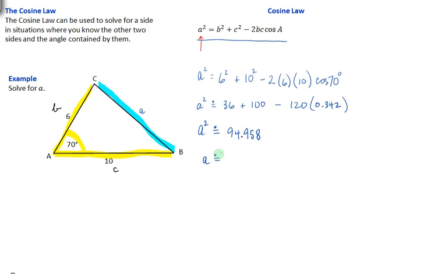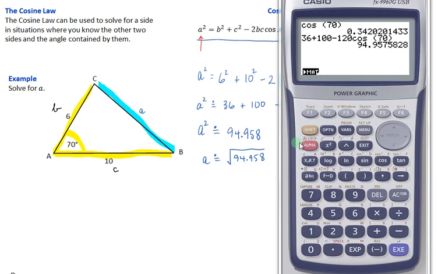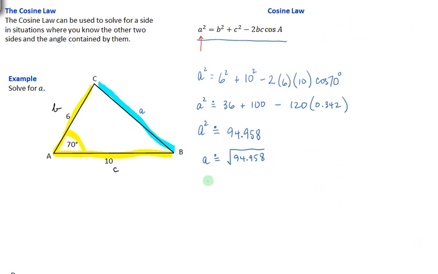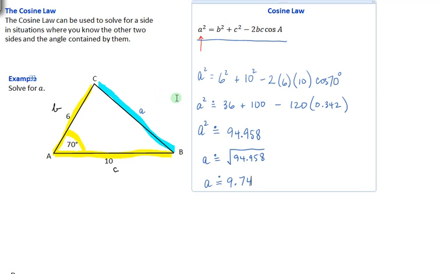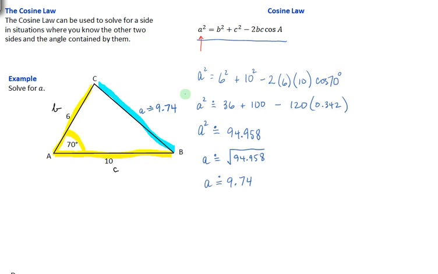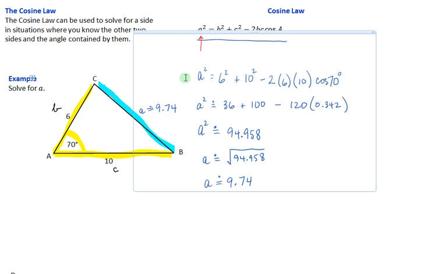And therefore a is the square root of that number, which is about 9.74. Have a quick look at the diagram and make sure that that side A looks like it's about 9.74. And it does seem about right given the size and shape of this triangle. So that's how we can use the cosine law to solve for a missing side of a triangle.